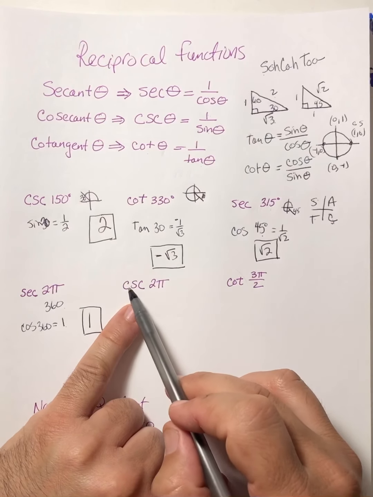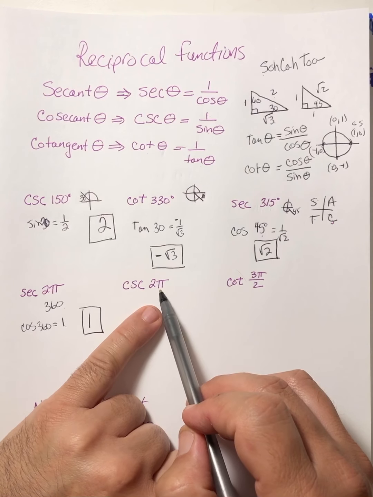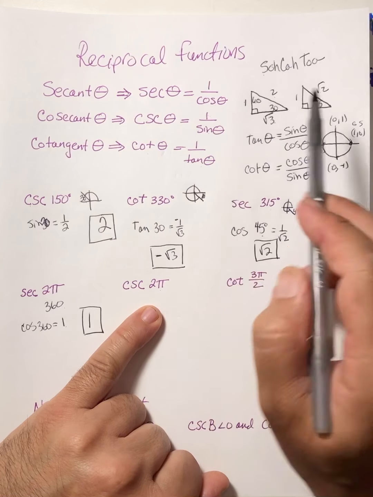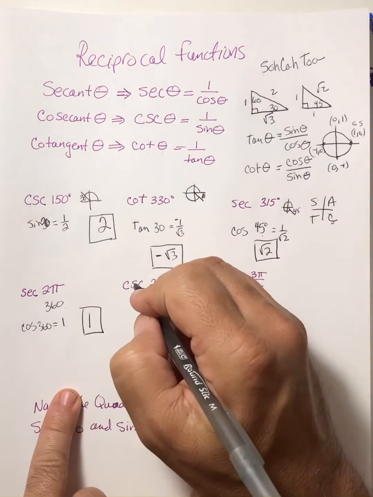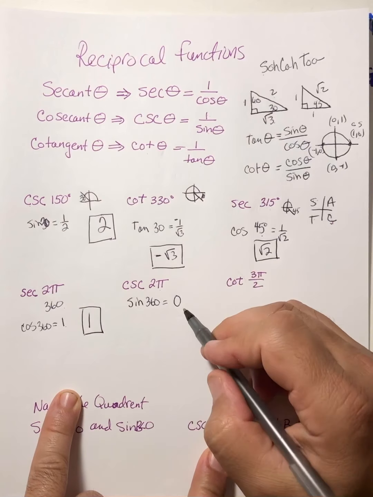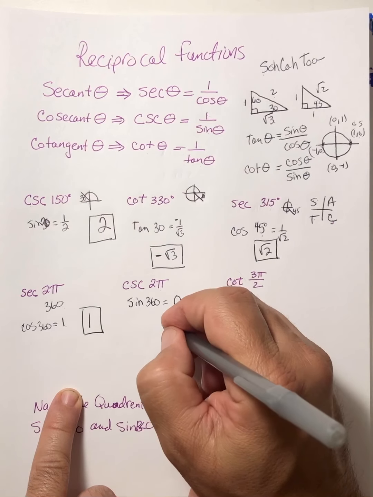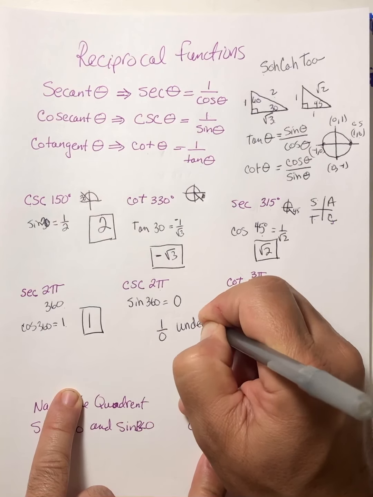All right. Cosecant of 2 pi. Well, cosecant is 1 over the sine. There's the sine right there. That's 0. So the sine of 360, or 2 pi, is 0. What happens when you flip that over? When we flip 0 over, it becomes 1 over 0, so that's our undefined. Okay, that's our undefined.